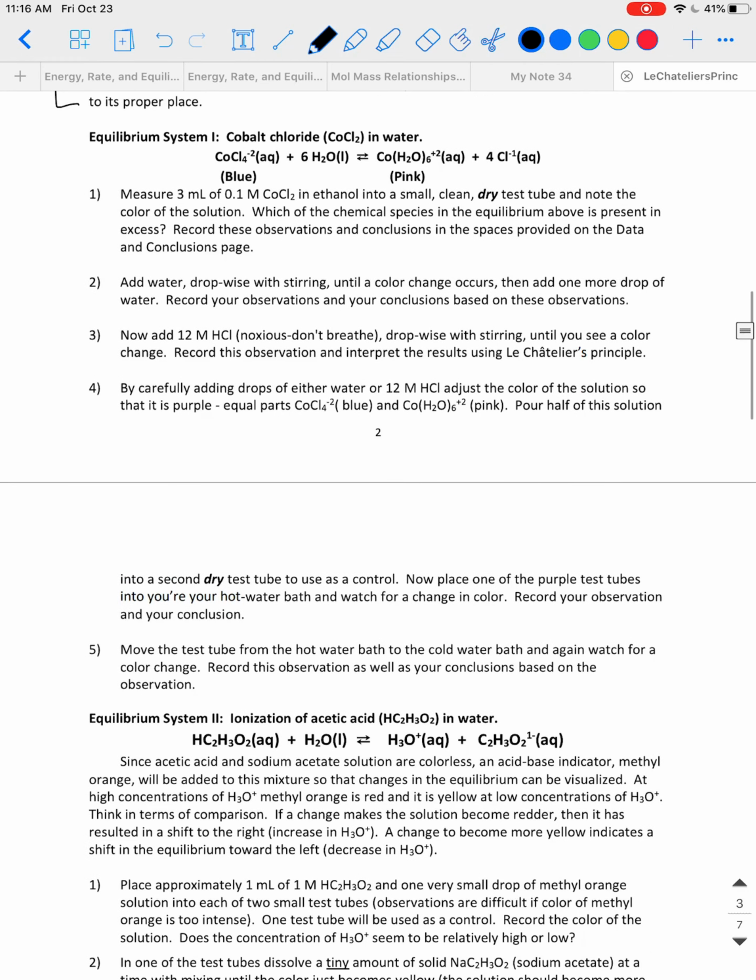But this part will already be taken care of for you. All right, equilibrium system 1 and 2. This is what I'm going to focus on. I'm going to talk us through these things really quick.